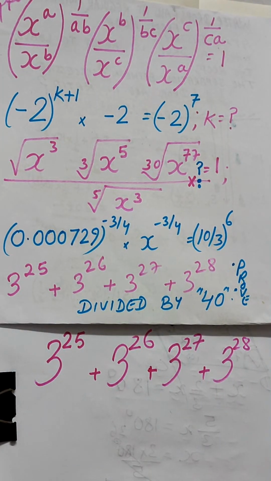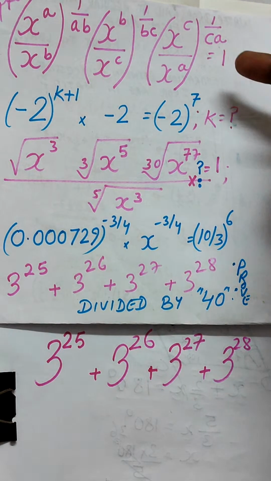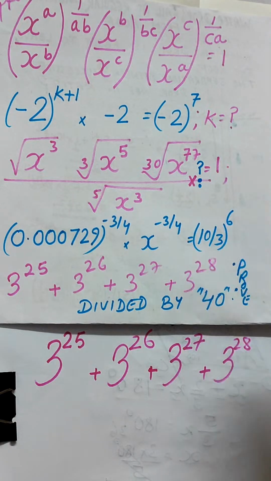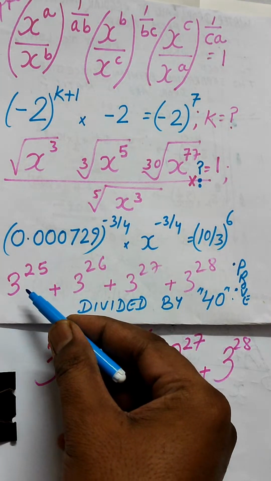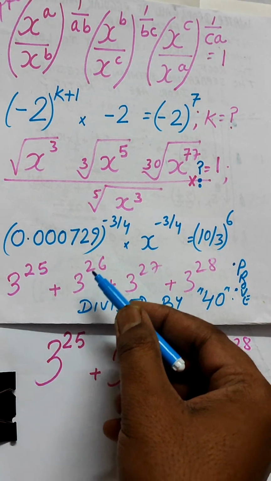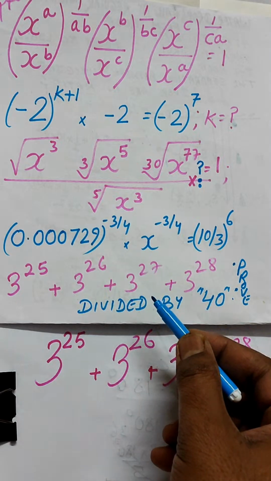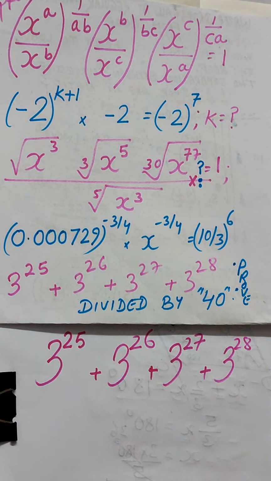We will take all these five questions, 1, 2, 3, 4 and 5. So let us solve the last question first. The number 3 power 25, 3 power 26, 3 power 27, 3 power 28 is divided by 40, that we need to prove.